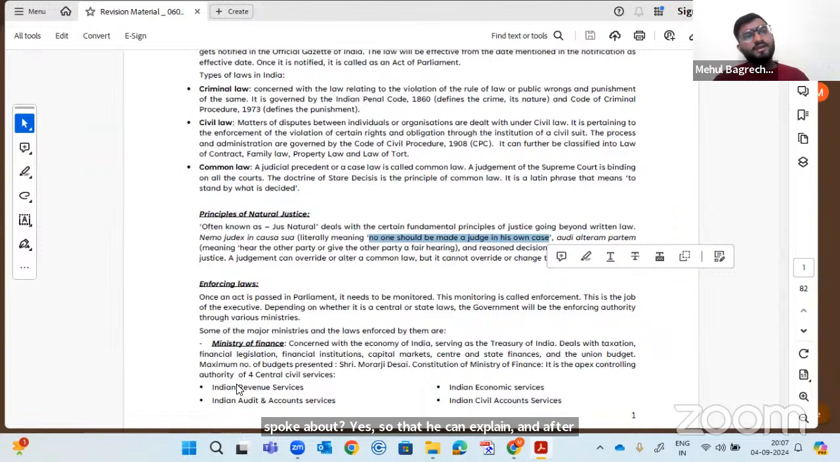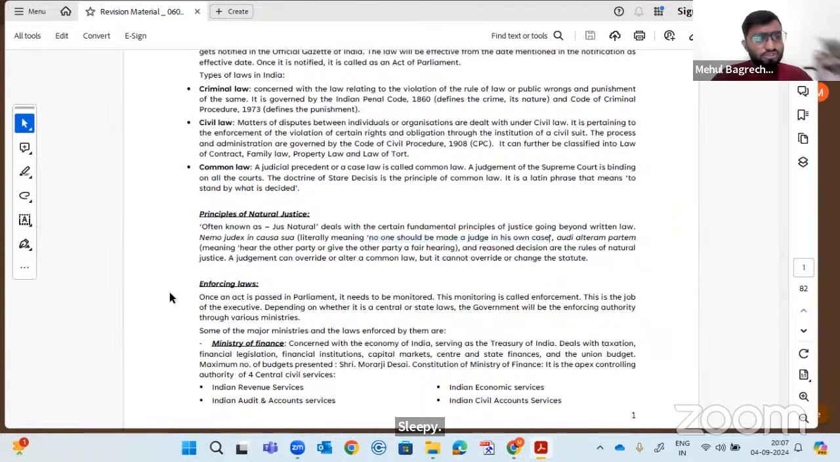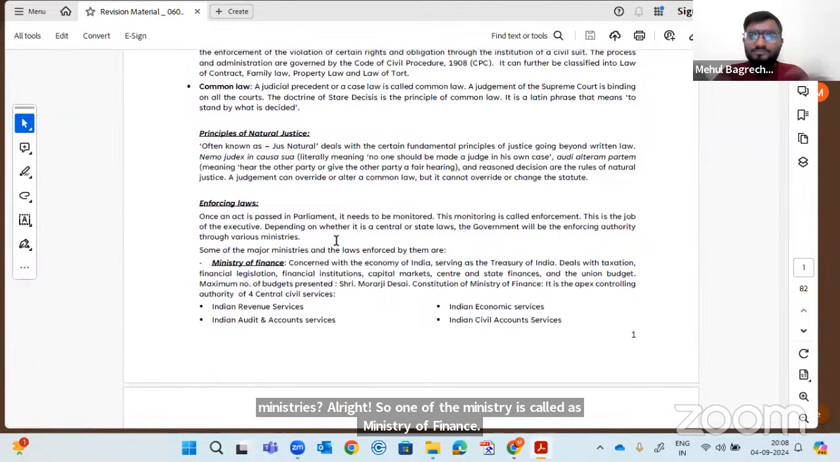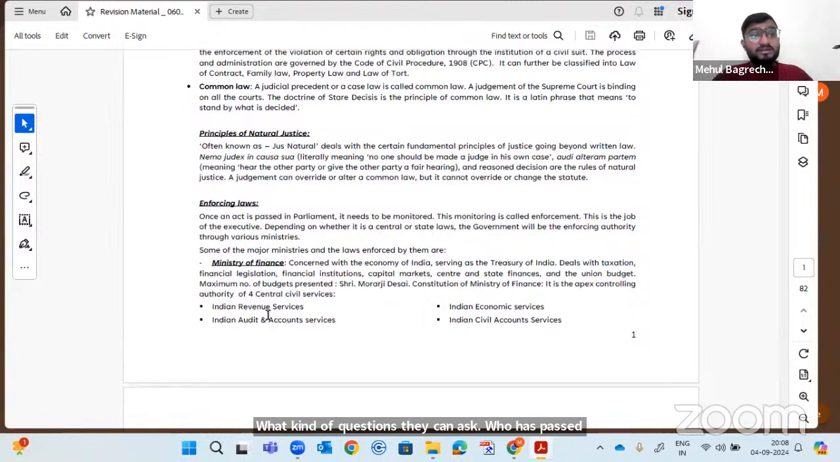Sleepy? Next. Enforcing laws. The laws will be made by the parliament. But who is going to implement these laws? By the various ministries. One of the ministries is called the Ministry of Finance. What kind of questions can they ask? Who has passed the maximum number of budgets? Morarji Desai, 10 budgets.